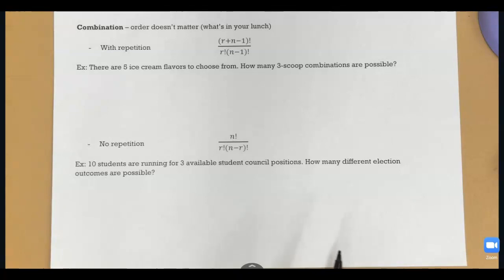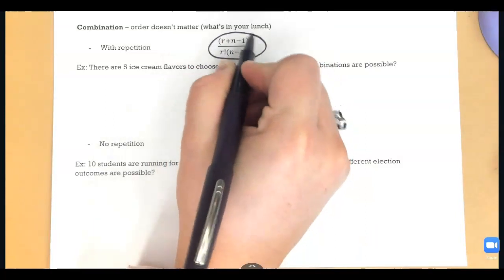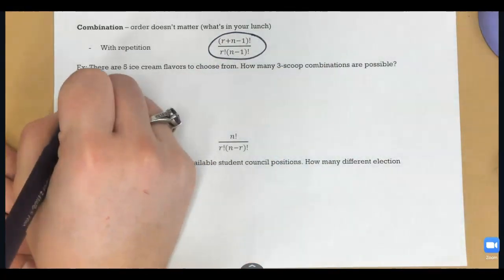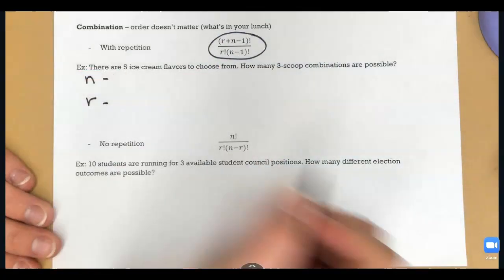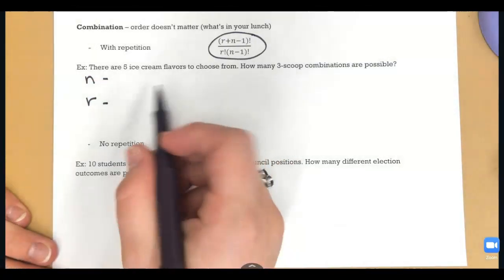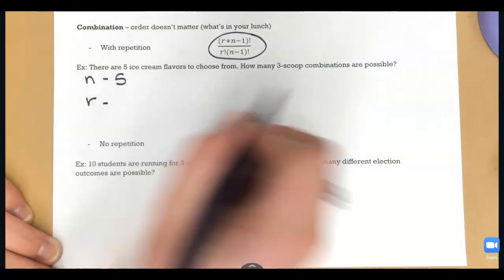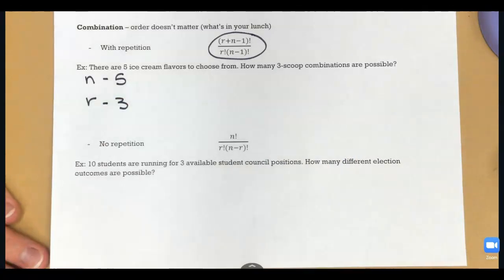So in this first example, there are 5 ice cream flavors to choose from. How many 3-scoop combinations are possible? Now, if I'm picking 3 scoops, I could say I want 2 scoops of chocolate and 1 scoop of something else. I can repeat out of those 5 flavors. So this is my formula, and I just need to figure out what N and R are in this scenario. So I'm picking from 5 ice cream flavors, and I have 3 scoops.